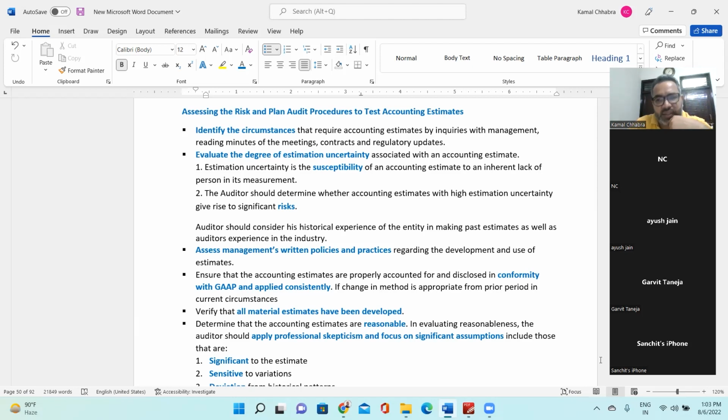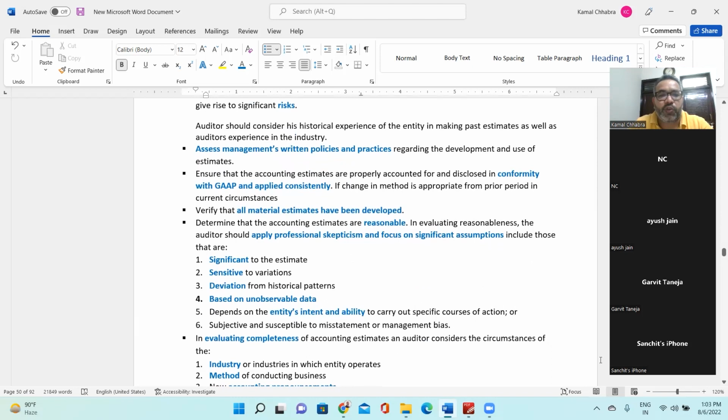So here you will be doing the risk assessment and understanding whether the person who is dealing with the accounting estimate is competent to deal with that or not, right? And that estimate is, does it require a high degree of uncertainty which may result into a significant risk? The auditor should consider historical experience, like how was your experience dealing with similar situation in previous year or maybe the previous clients or maybe other clients in the entity in making the past estimate, as well as auditor experience in the industry. Third is, assess the management written policy and practice regarding the development and use of estimate.